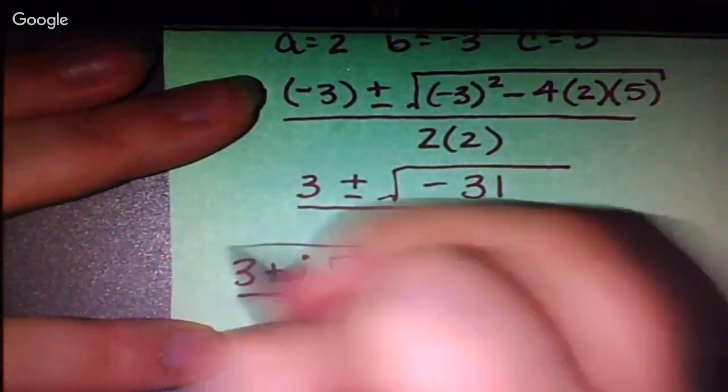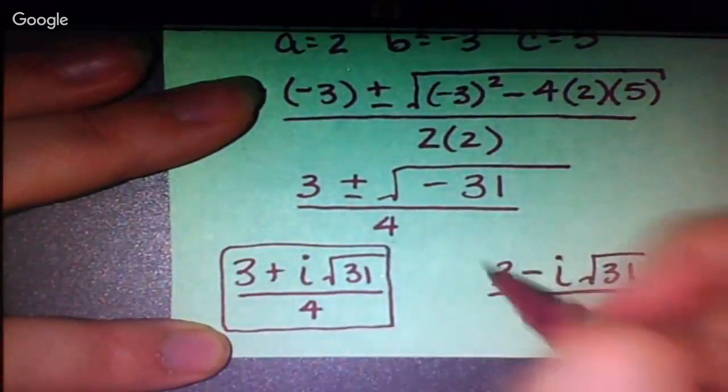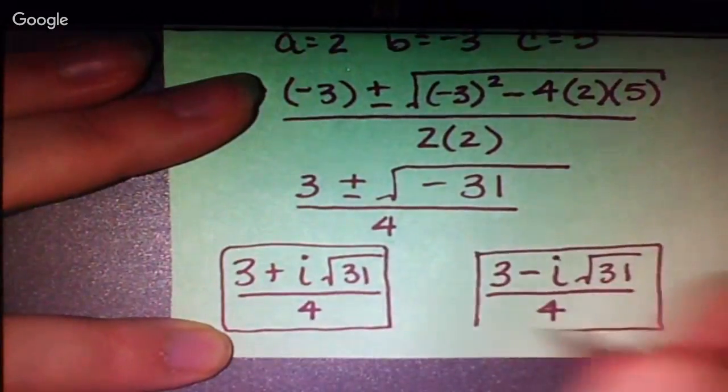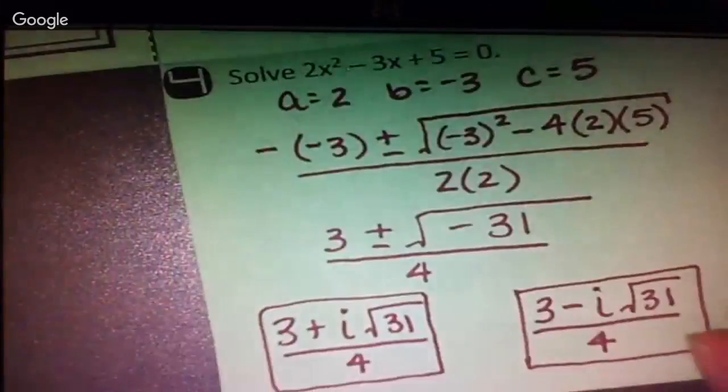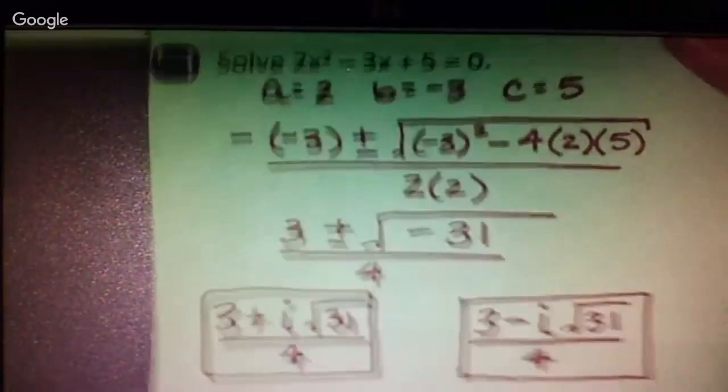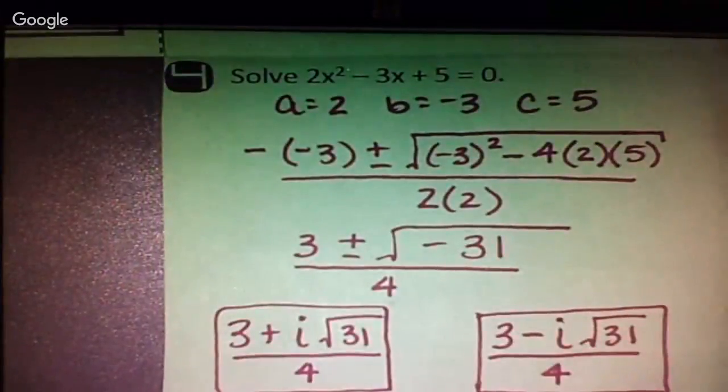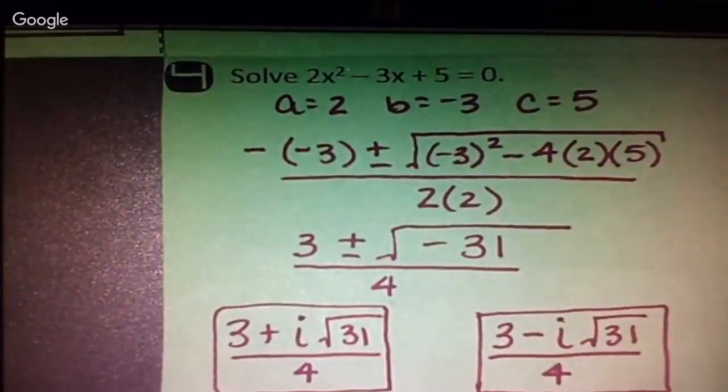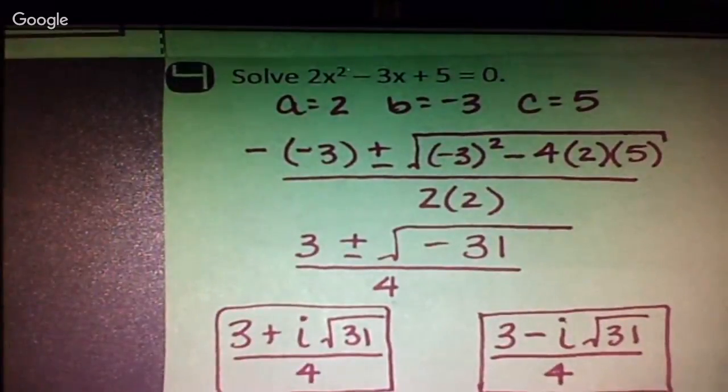Why did you put positive 31? Because when you bring the negative out, the negative becomes your i. Oh, so your negative is replaced with i. So if it's a positive number, oh no, that won't work because that would be too.